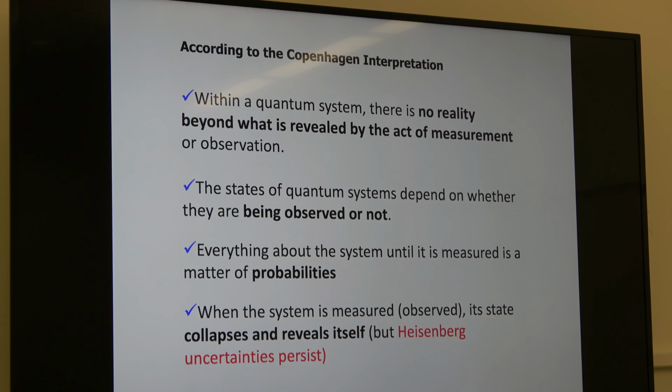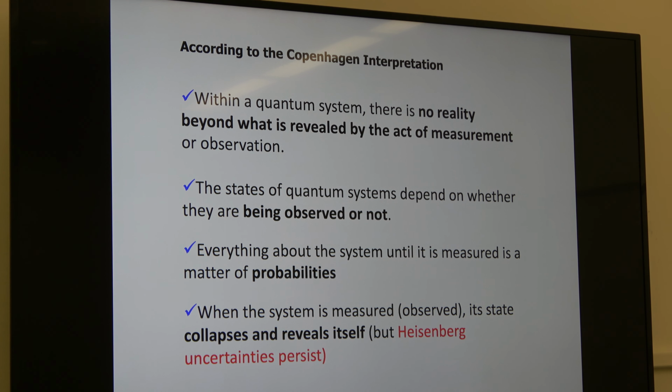The states of quantum systems depend on whether they are being observed or not. Measurement, observation always disturb the system. Everything about the system, until it's measured, is a matter of probabilities. This probability is equal to the amplitude of the wave function squared. That's the basic statement here. And then there's this wave function collapse when it reveals itself, and endless debates about it.